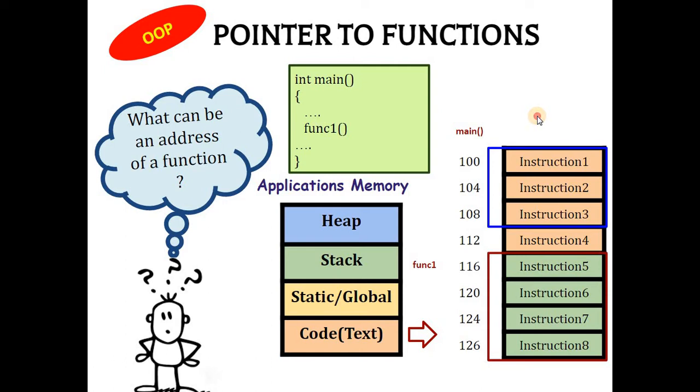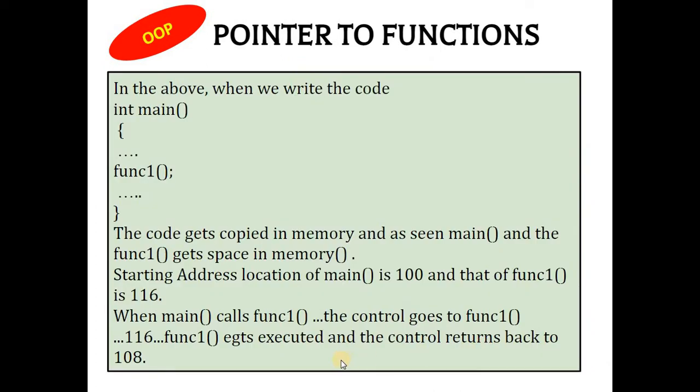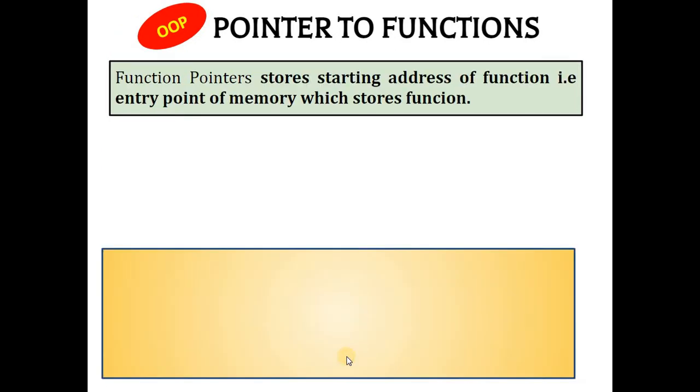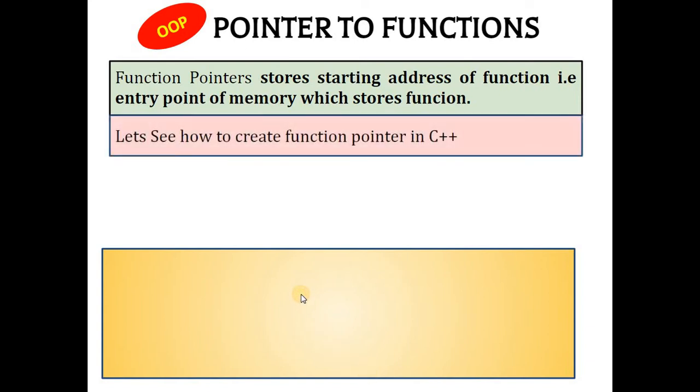So, this is how the address related to a function can be located. When the instruction calls function 1, it goes to 116, and after execution, from 126 the control gets back to 108. So, this is how it exists. Function pointers store the starting address of the function, as we have seen, 100 and 116. So, a function pointer always holds the starting address of a function, that is, its entry point.